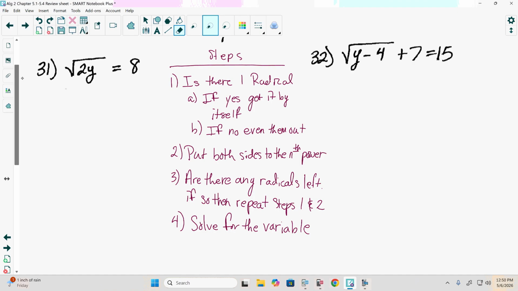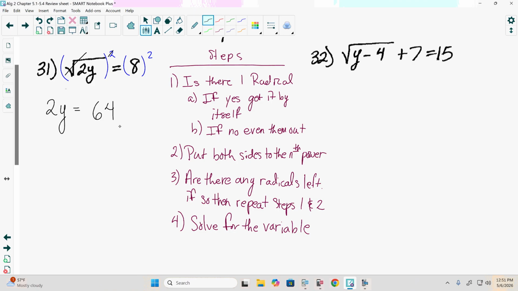So as we look at these first two, 31, step number 1, is there one radical? If yes, get it by itself. If no, even them out. Since number 1 already has a radical, we just need to get it by itself. It is by itself. So we're going to put both sides to the nth power, and the nth power in this case is 2. Since we just have that square root term on the left-hand side, the square root and square would cancel, leaving us with 2y. The right-hand side, we're going to go on and square it. We have 8 squared. 8 times 8 is 64. So we're saying that 2y is equal to 64.